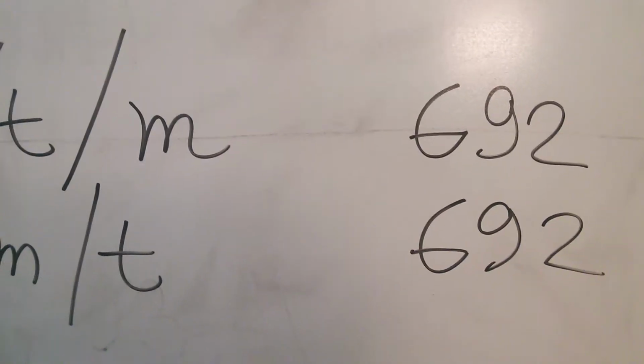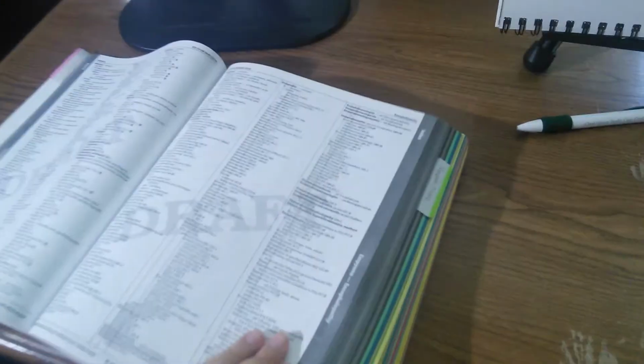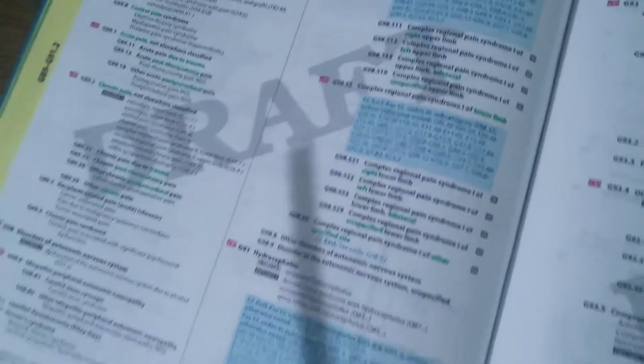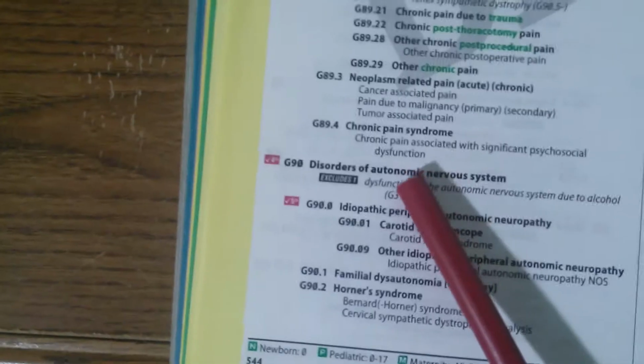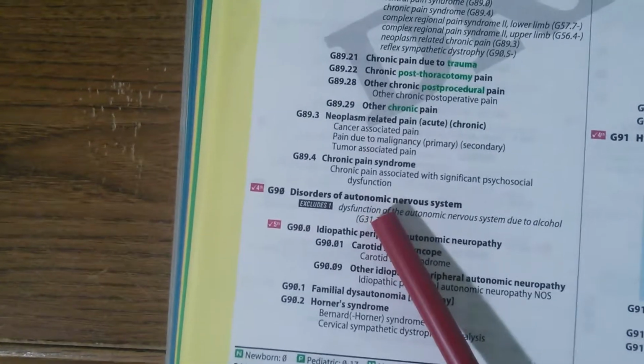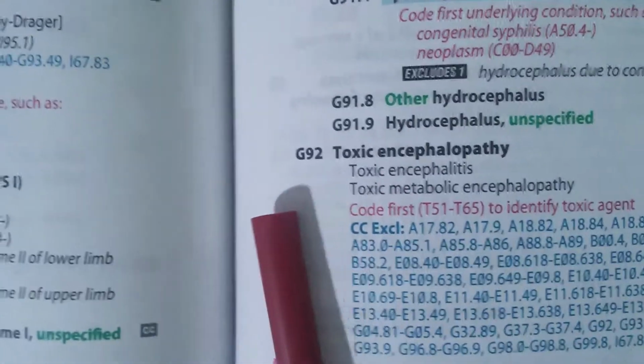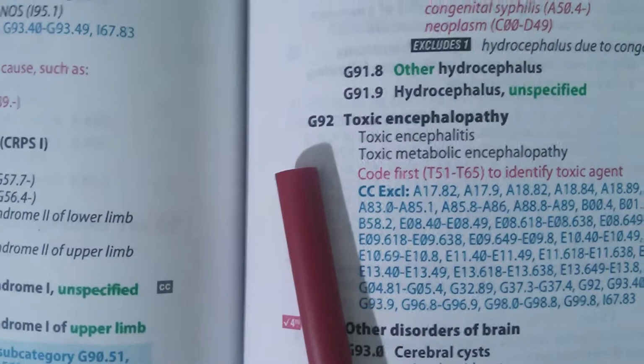Now, the next step is to check it in the tabular. The tabular is the next section of the book, which has colors on it, and it lists the diseases in alphanumerical order, right? So we're just going to check. Let's show our readers how it goes. For instance, this is G89, right? And then G90 would be this. So you keep looking, and where is G92? G92 right here. So G92 says toxic encephalopathy.